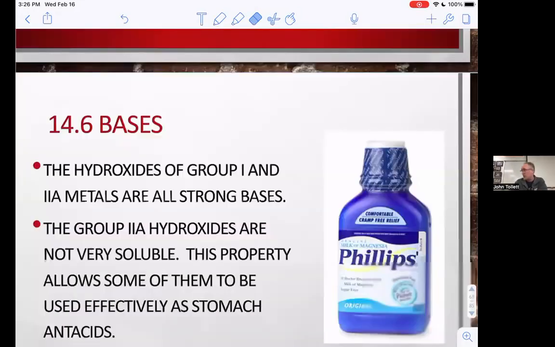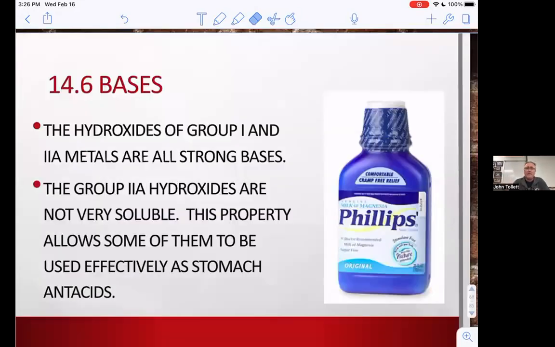So the next thing I'm going to talk about is bases. The hydroxides of group 1A and 2A are considered strong bases. Now, group 1A and heavier 2A hydroxides are more soluble, but that doesn't really make any difference. The solid bases will also react as though they are strong bases.